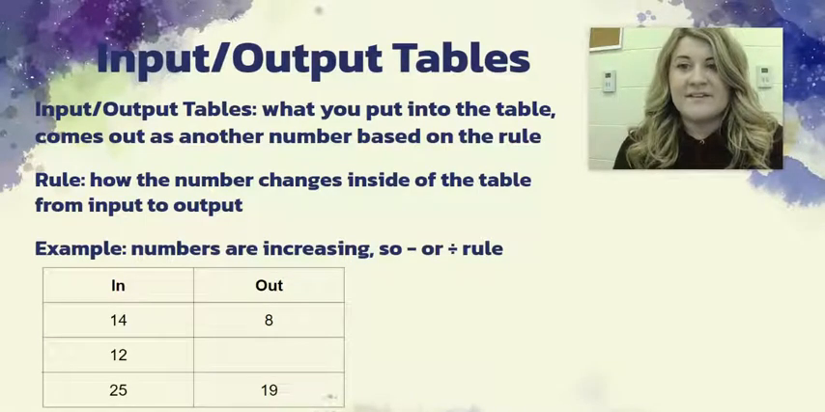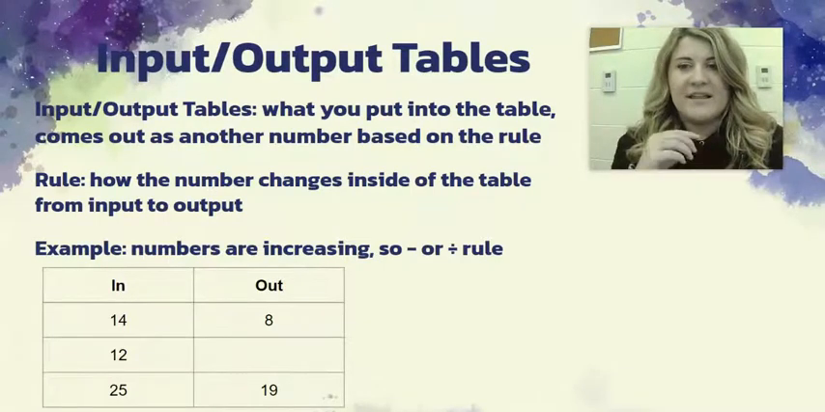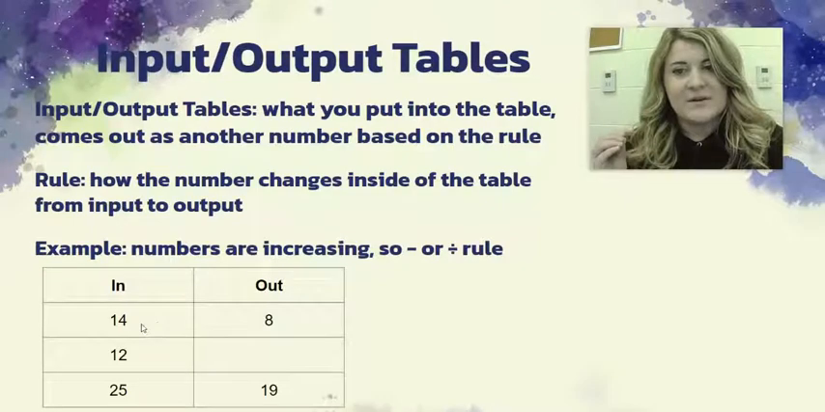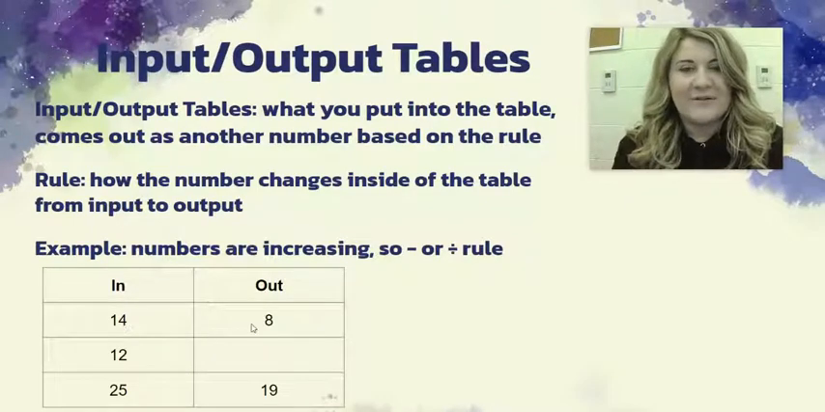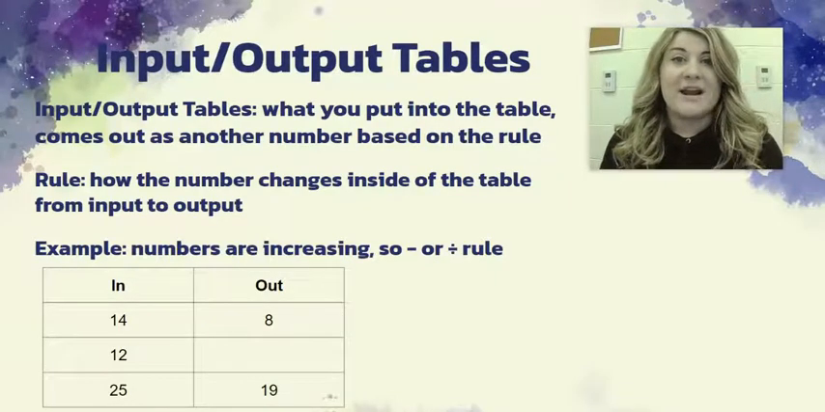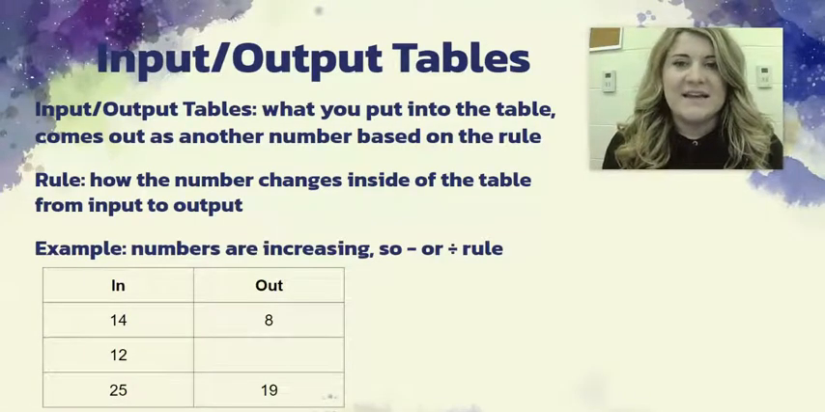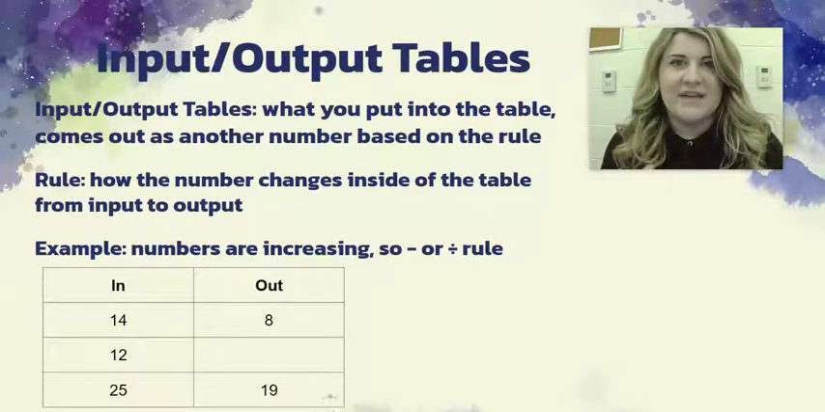Next, we have a different table, and we are going to look at the numbers going in and coming out. The difference here is that the number is going in as a 14 and coming out as an 8. The numbers here are decreasing, so that means they're getting smaller, meaning it's going to be either a subtraction or division rule. Now, subtracting is much easier than dividing, so we're always going to want to try and see if we can subtract first to see if that will work.